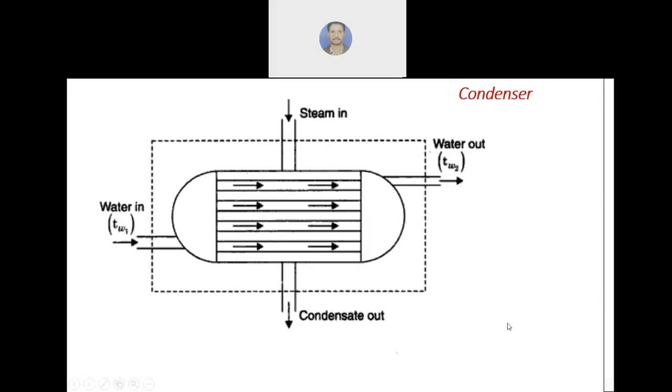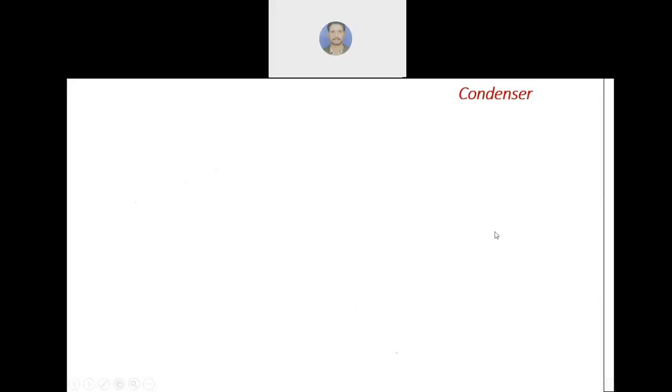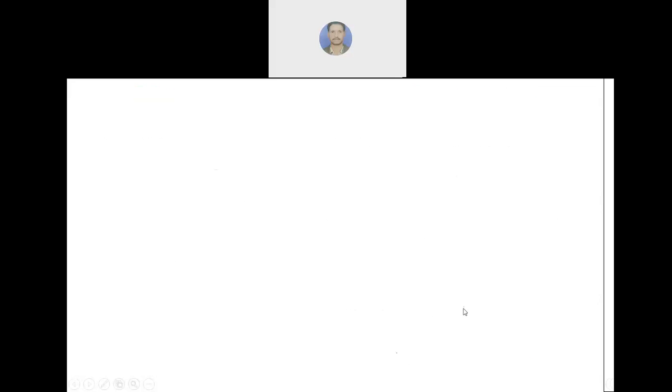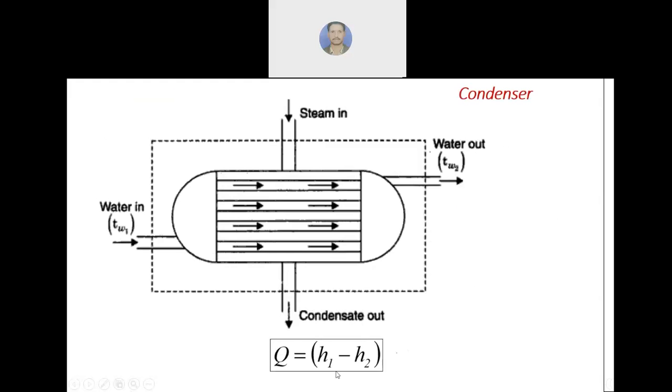Now the condenser is used to condense. In a refrigerator you can see a condenser is there. So what is the purpose of the condenser? To cool. Boiler was used to heat, this is used to cool. In the boiler, Q was H2 minus H1. See, Q is equal to H2 minus H1. So in the condenser it will be opposite, H1 minus H2. If you remember one thing, the other thing will be just the opposite of it. That's it.